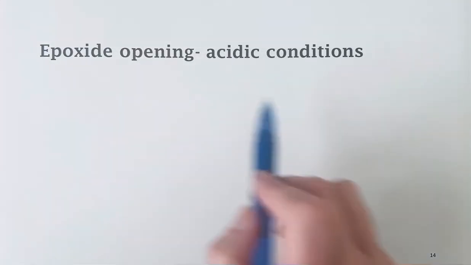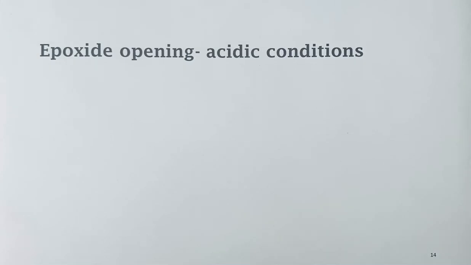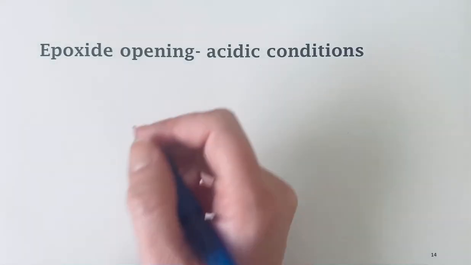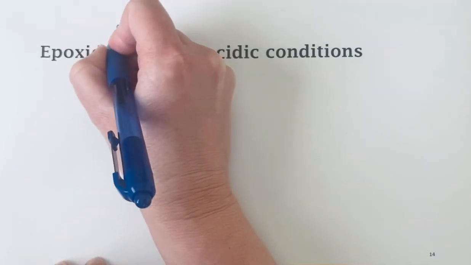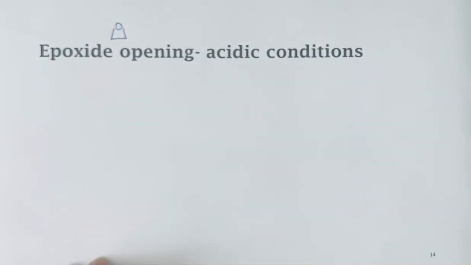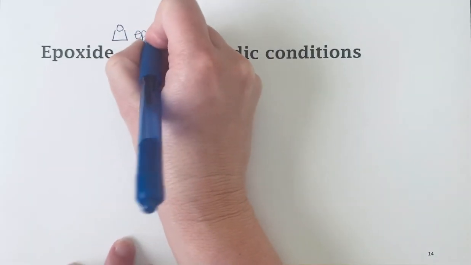So, epoxide opening under acidic conditions. Epoxides are ethers that are very reactive, in contrast to ethers that are not epoxides. Epoxides have a lot of ring strain. They're these little 3-membered ring cyclic ethers.